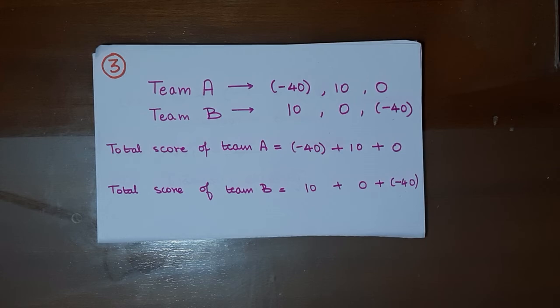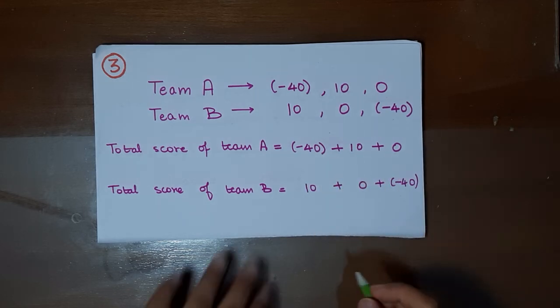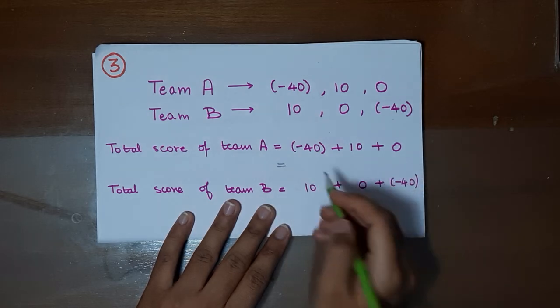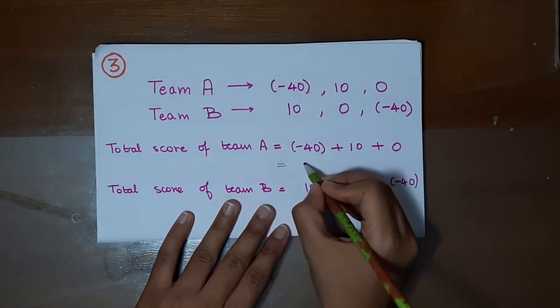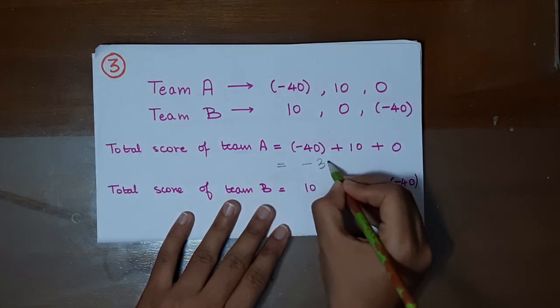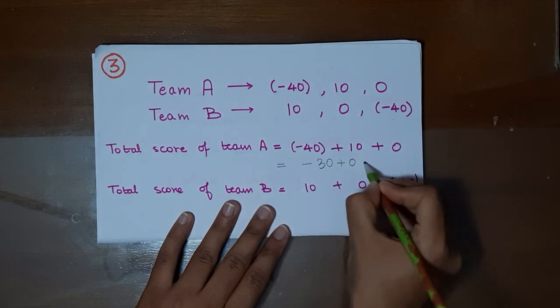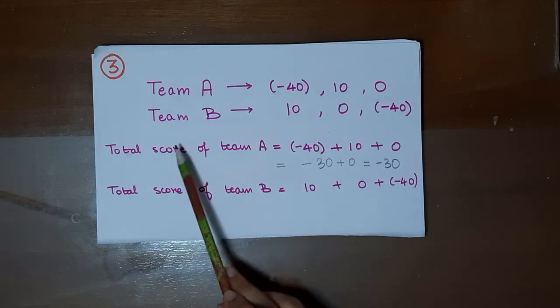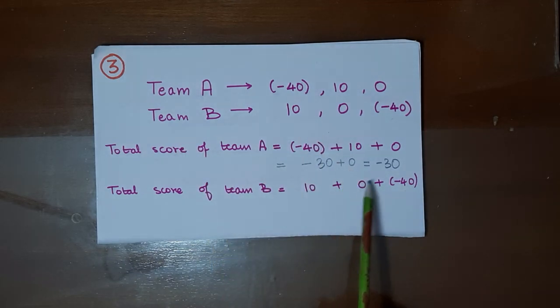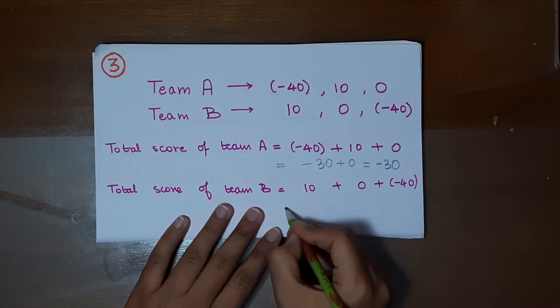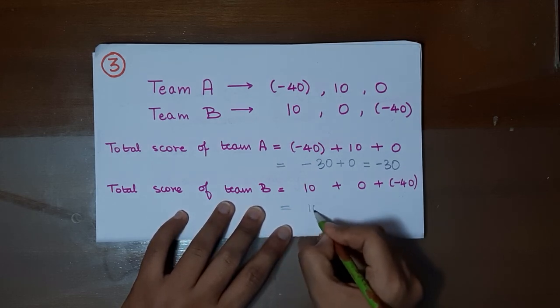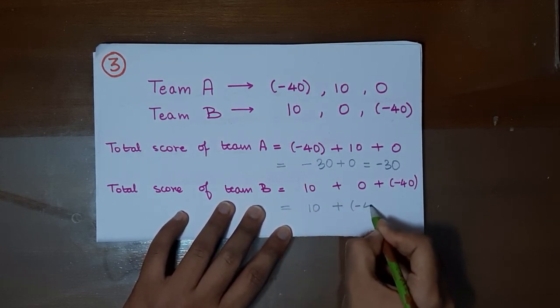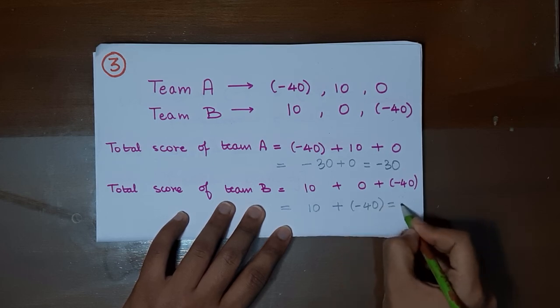So total calculate ಮಾಡೋಣ. Total score of team A is equal to minus 40 plus 10 plus 0, which is equal to minus 40 plus 10 is minus 30 plus 0, which is equal to minus 30. Total score of team B ಏನು 10 plus 0 plus minus 40. 10 plus 0, 10 plus minus 40, which is equal to minus 30.